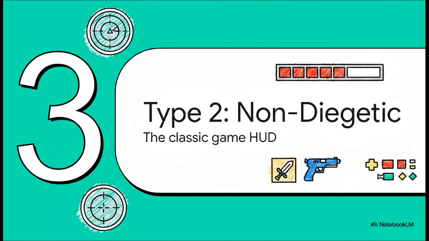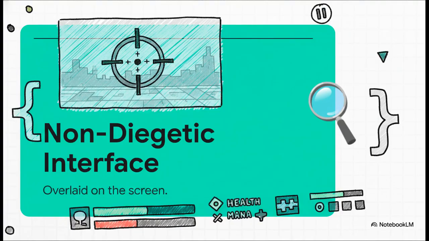All right, now let's flip that coin completely and look at the type you've definitely seen a million times, the non-diegetic interface. This is your classic, traditional heads-up display, the HUD we've had in video games for, well, decades. The definition couldn't be simpler. It's overlaid on the screen. This kind of interface has zero existence in the game world. It's like a layer of information that's just kind of painted on a piece of glass between you and the game. It is 100% for the player and only the player.